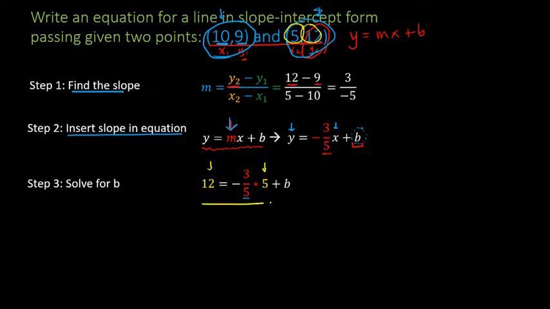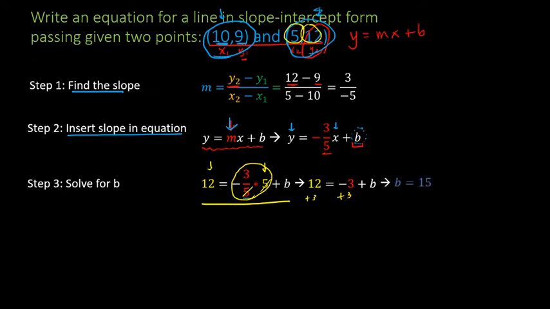So now I've got this one variable equation and I just need to solve for b, so I'm going to simplify. So for example, I can simplify my expression here. Negative 3/5 times 5 is just negative 3. I get 12 is equal to negative 3 plus b. If I add 3 to both sides of my equation, then I'll see that b is equal to 15.